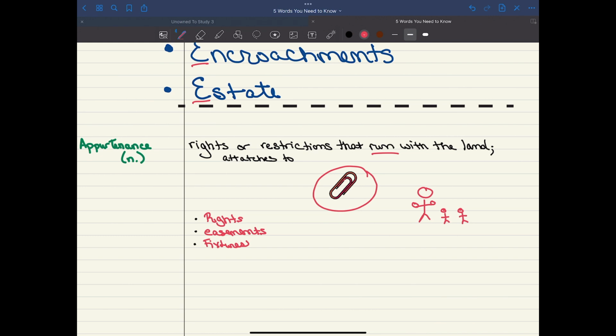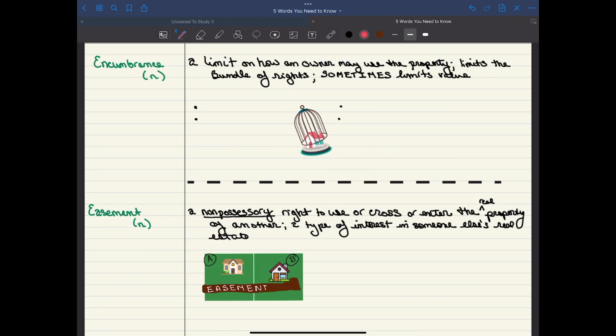Let's go to our second word. And our second word is going to be encumbrance. An encumbrance is also a noun, and it's a limit on how an owner may use the property. It's limiting your bundle of rights. Sometimes it can limit or reduce the value on a property, but not always. An encumbrance is going to be something that limits how you use the property.